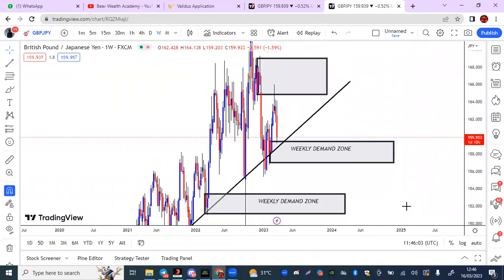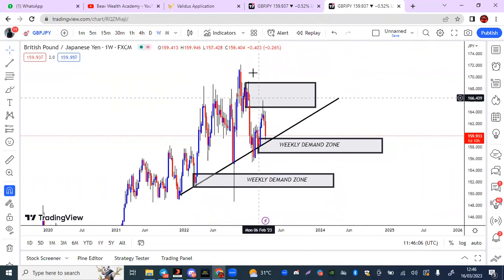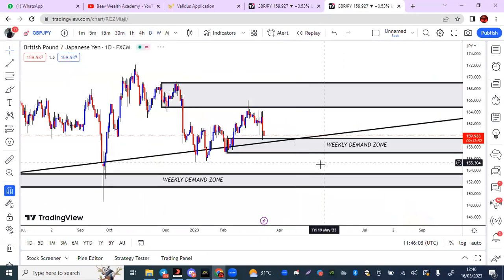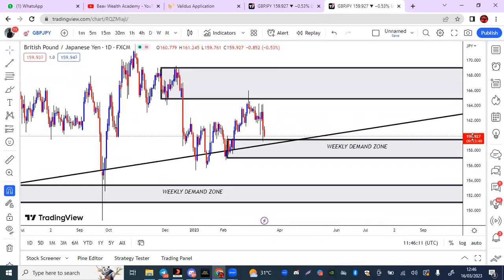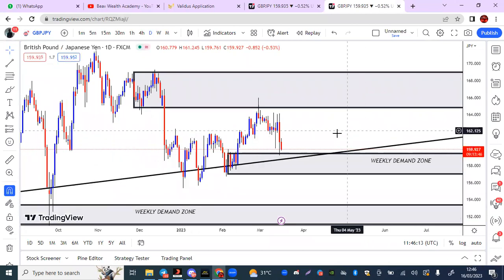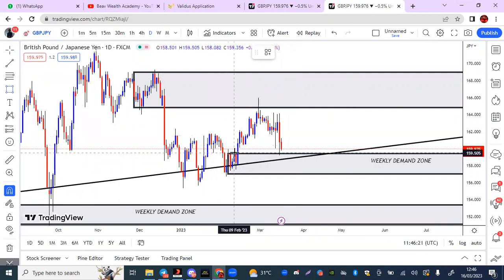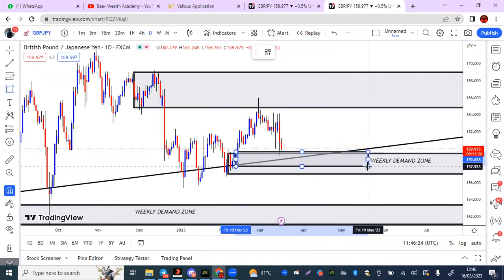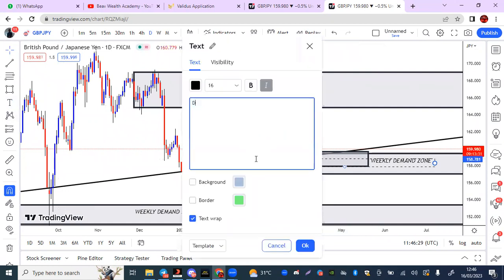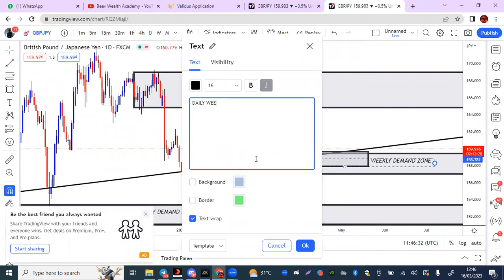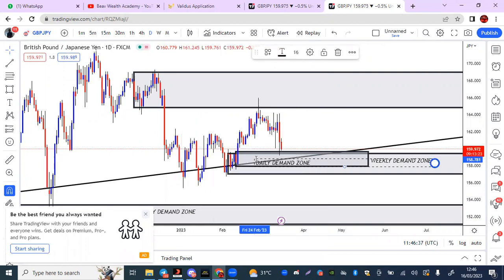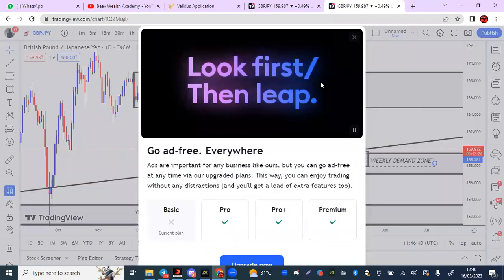Okay, perfect. So now we'll go to the daily time frame. All right, in the daily time frame, we're going to check for our zone, which aligns as well. So this is the daily time frame zone. We can narrow it down, but this is for educational purposes. Remember, our bias on the weekly is bullish. Daily demand zone.